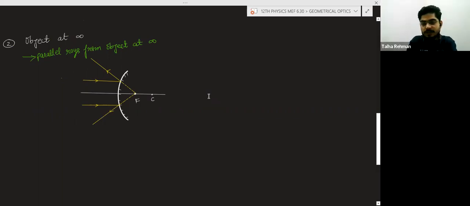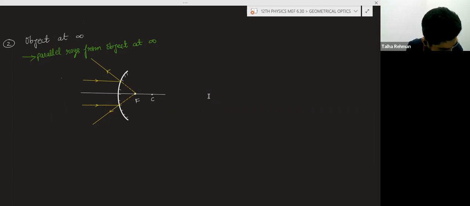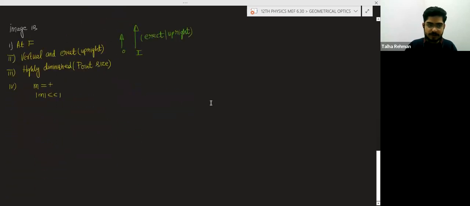Okay, after this we will discuss the mirror formula. There is a formula known as the mirror formula, and the mirror formula is the relation between the focal length of the mirror, the image distance of the mirror, image distance meaning the distance of an image from the pole, and the object distance.